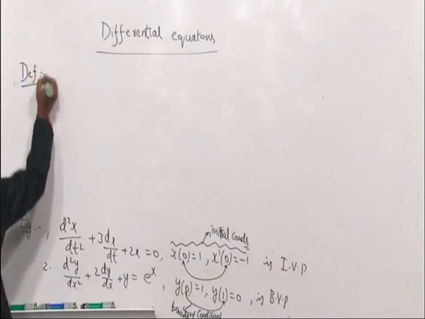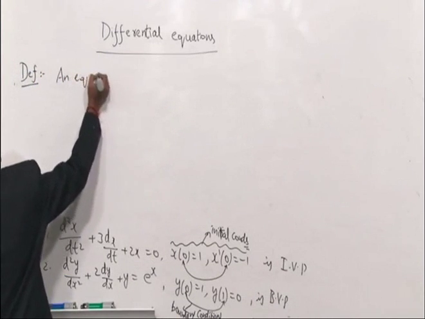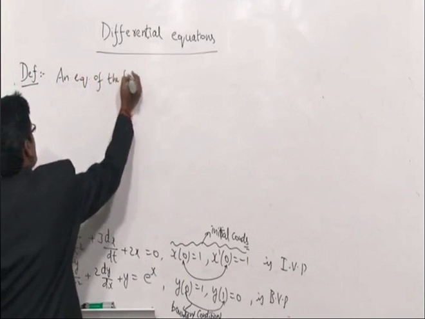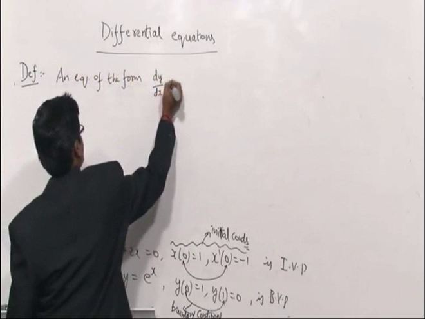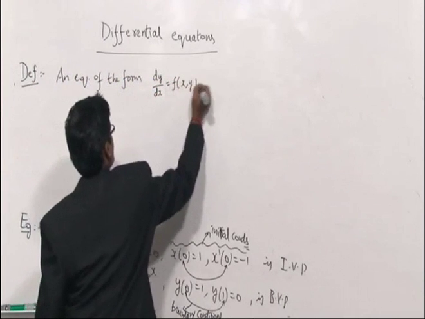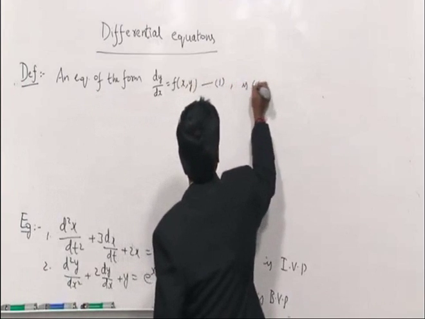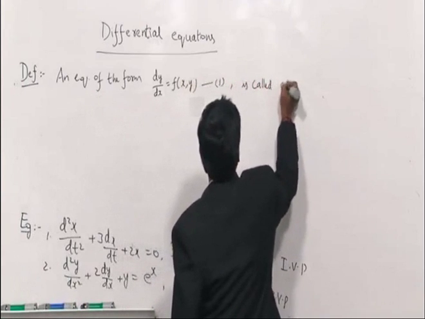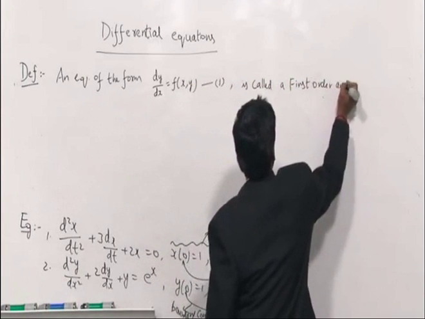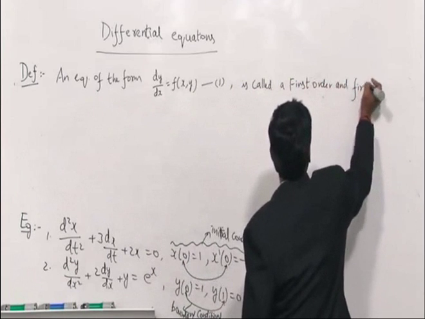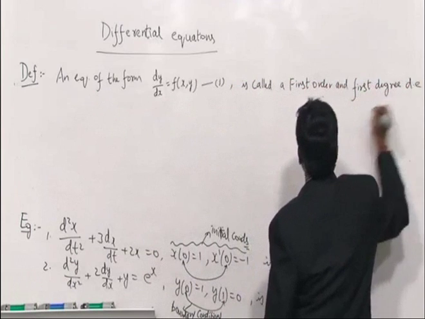Definition: an equation of the form dy by dx is equal to f of x comma y, equation 1, is called a first order and first degree differential equation.